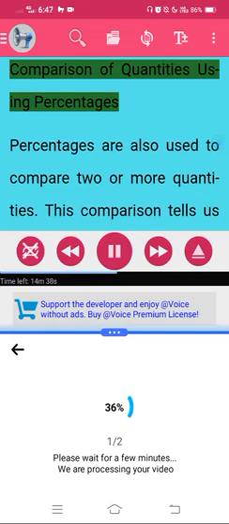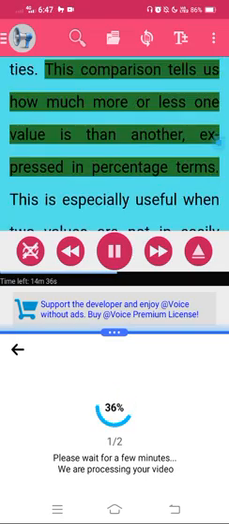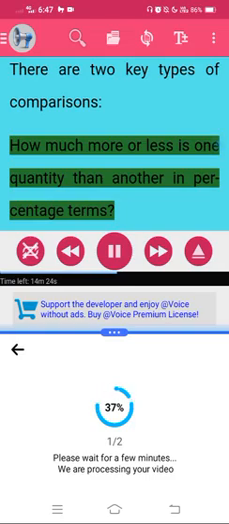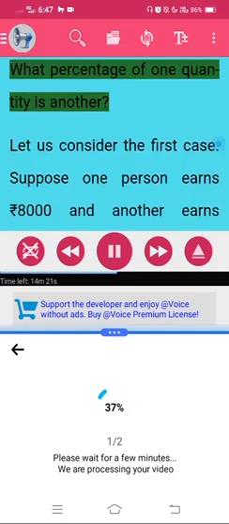Comparison of quantities using percentages. Percentages are also used to compare 2 or more quantities. This comparison tells us how much more or less one value is than another, expressed in percentage terms. This is especially useful when 2 values are not in easily comparable formats or when a direct numerical comparison isn't meaningful. There are 2 key types of comparisons. How much more or less is one quantity than another in percentage terms? What percentage of one quantity is another?